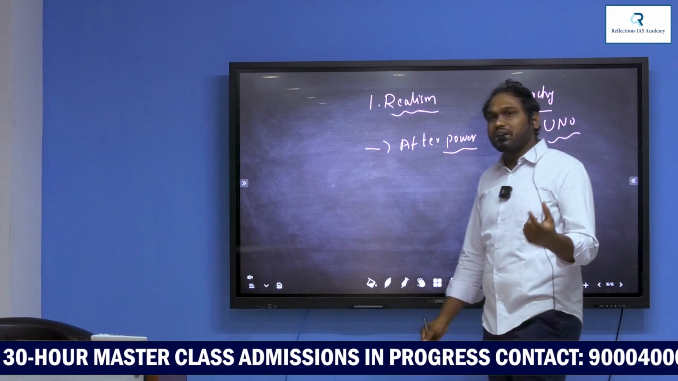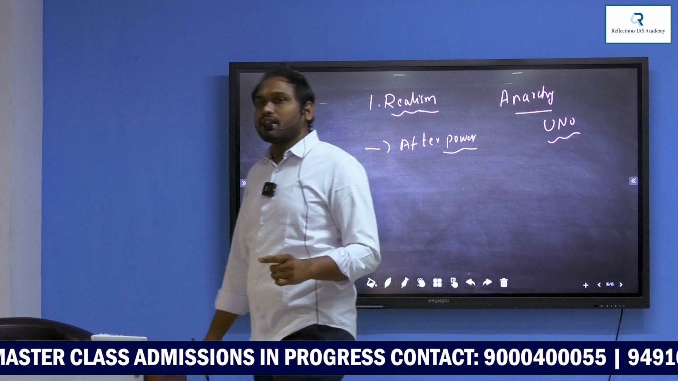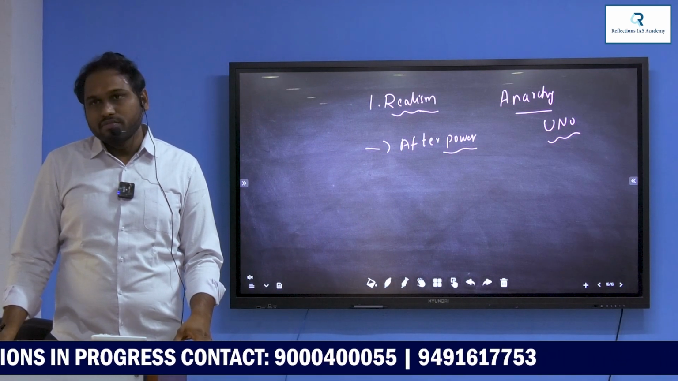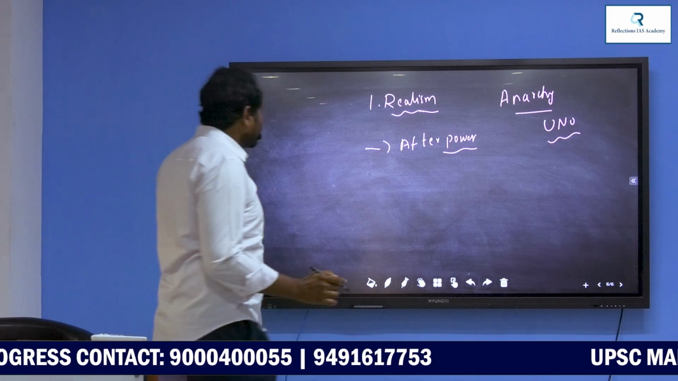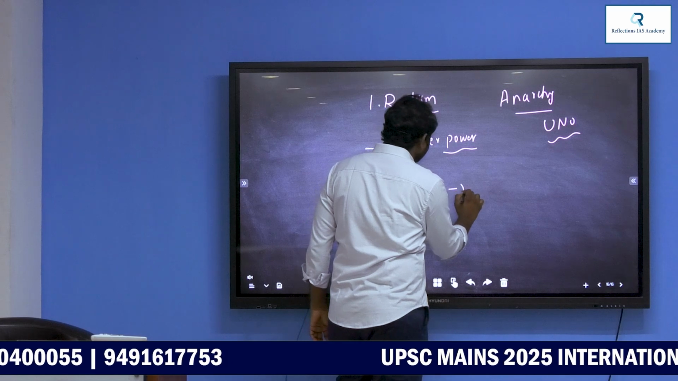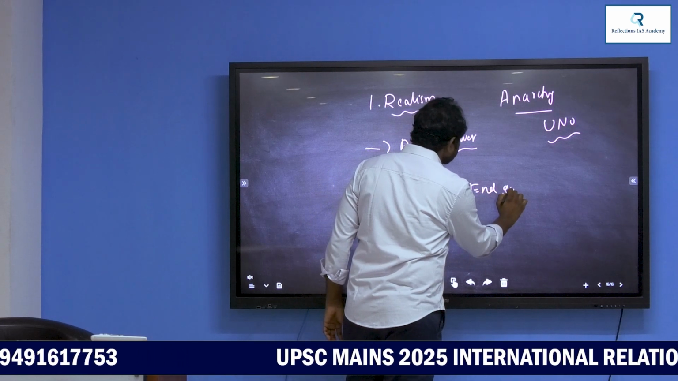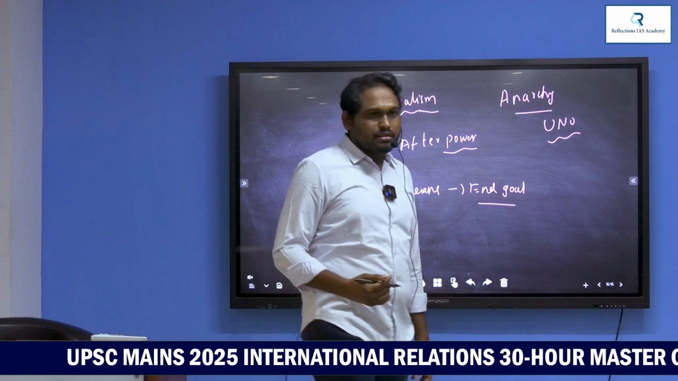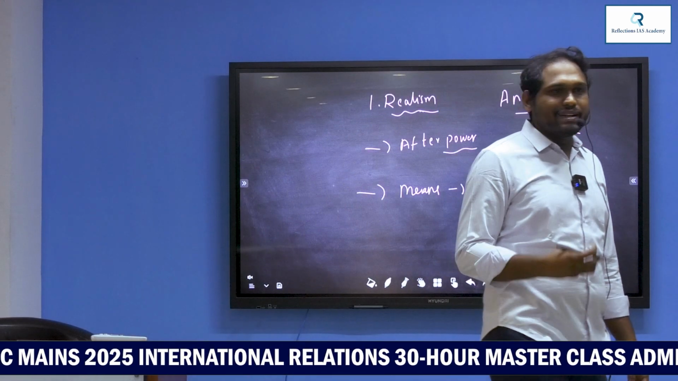Realists are power mongers. Realists are always behind power. They continuously seek power. They are not concerned about the means they use for achieving their end goal, that is national interest. The means might be ethical or unethical, but ultimately what they want is power.